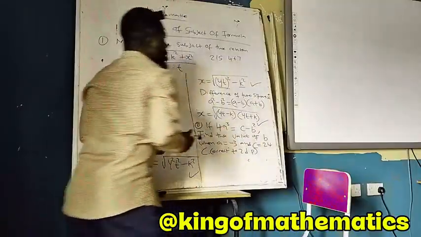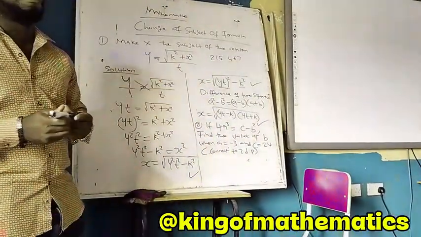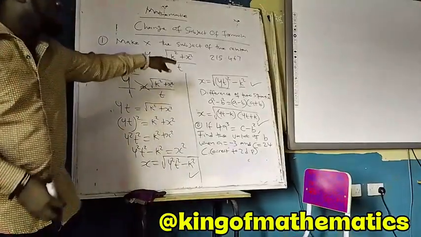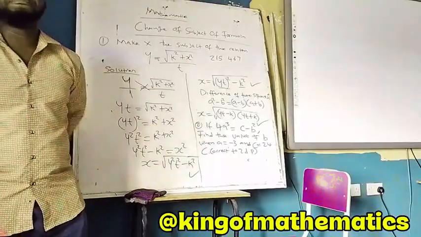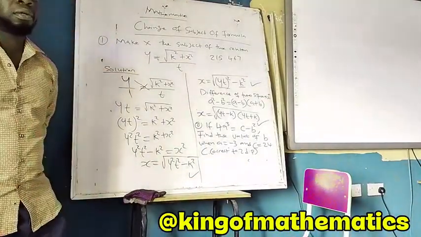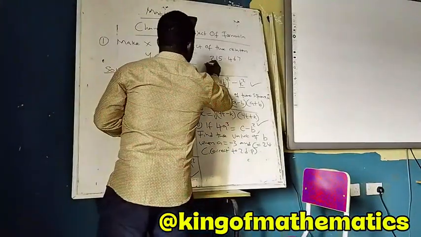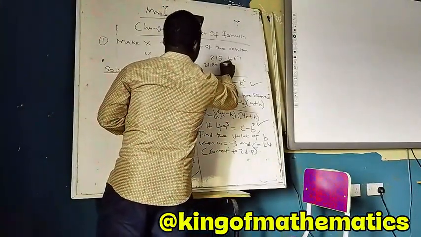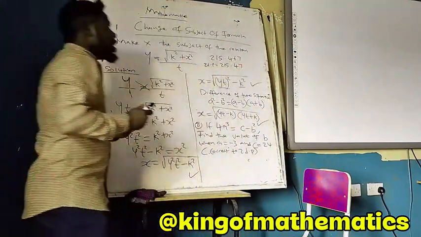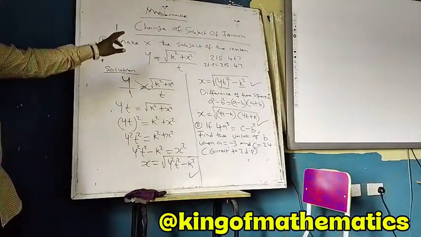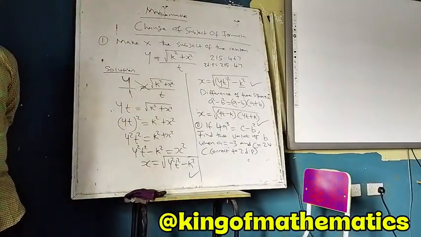215.467. If I ask you to put this one to 2 dp, what would be your answer? To 2 dp, that was 215.47. If you want to put this to 2 significant figures, yes.